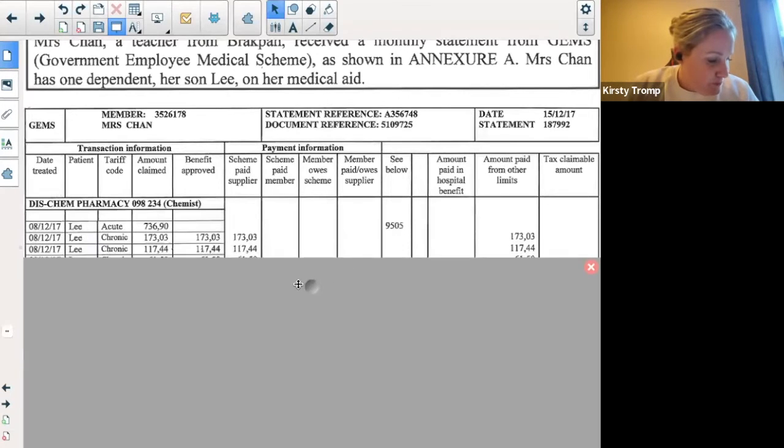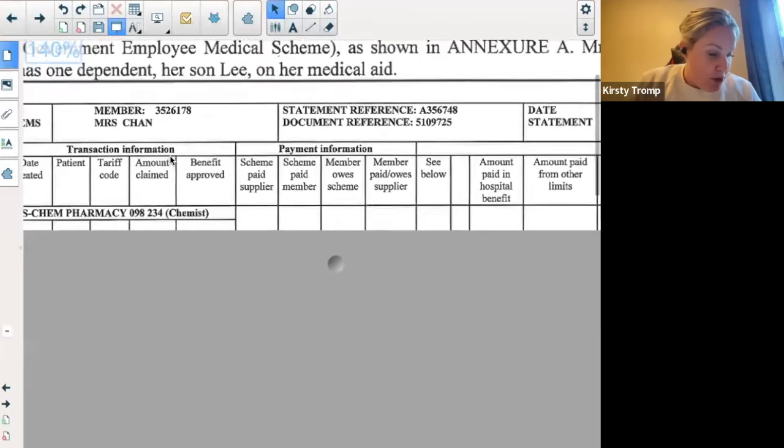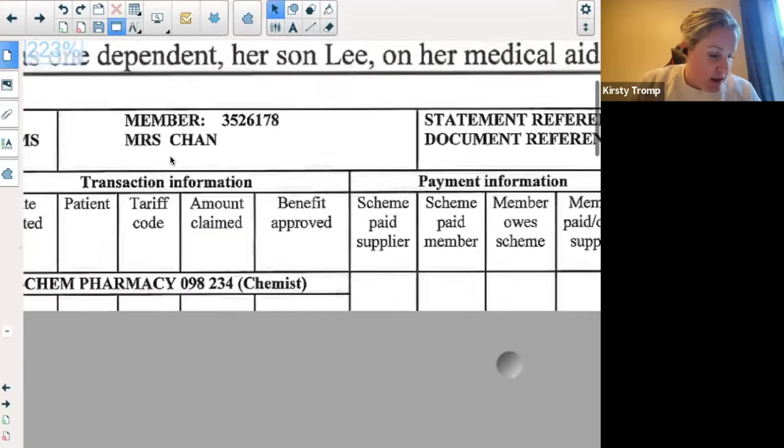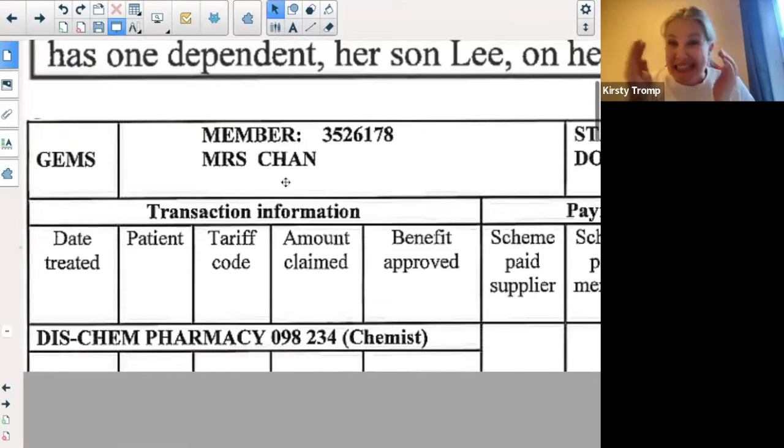Okay. So, if we're looking at the transaction information, I'm going to make this a little bit bigger for us. So we're looking at parts of this in isolation. We're looking at the transaction information first. What does it mean when you have a transaction? It means kind of like you've walked into a shop, you've walked into Checkers, or Dis-Chem or Clicks or whatever, and you've actually made a purchase or you've transacted with somebody. So you've made a purchase or they've made a sale. Okay, so it's something that's happened.